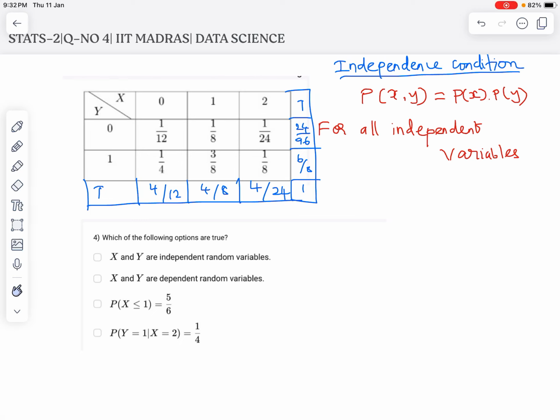Hi everyone, now we are going to look at the fourth question of STATS-2 for IIT Madras Data Science. In this question, we are going to compare and contrast the options.